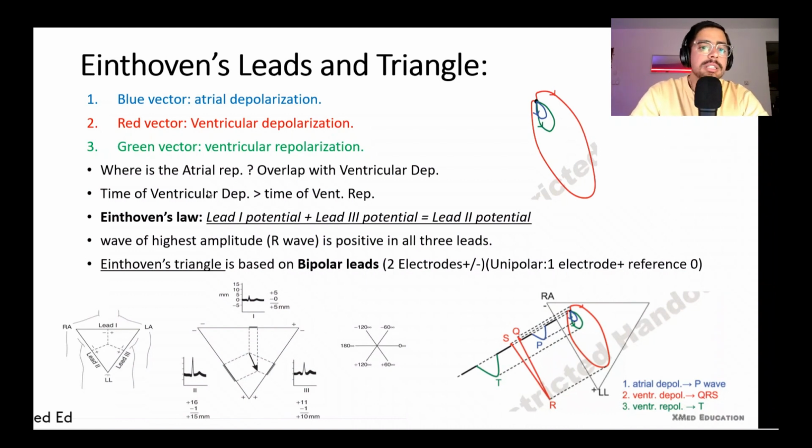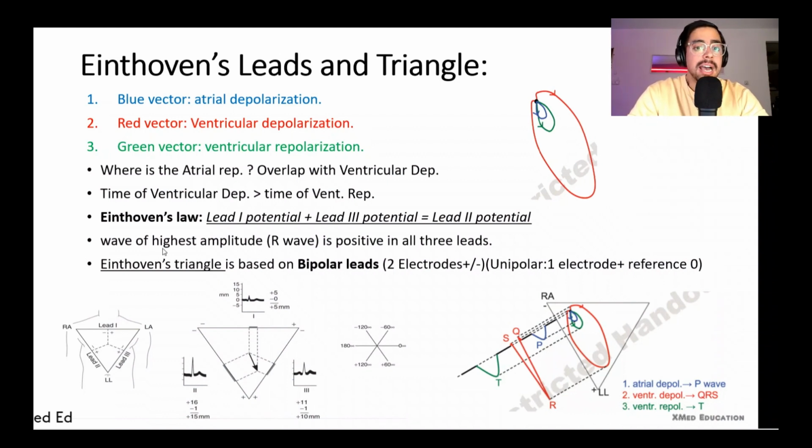There is one law that you have to know: lead 1 potential plus lead 3 will be lead 2. For example, lead 1 has a very small amplitude, lead 3 has a bit bigger amplitude, and lead 2 is lead 1 plus lead 3. It's bigger than both of them.